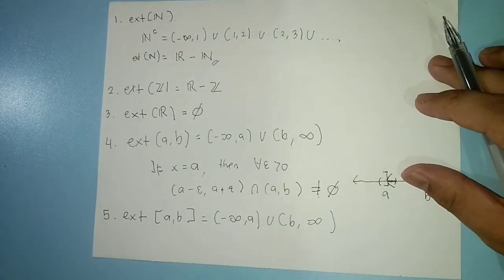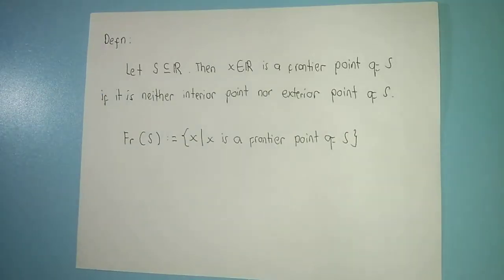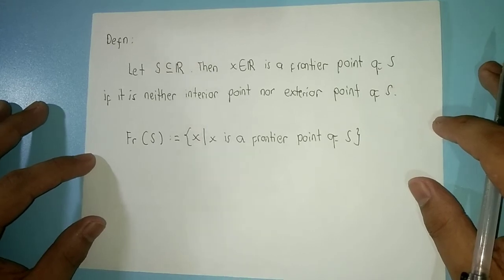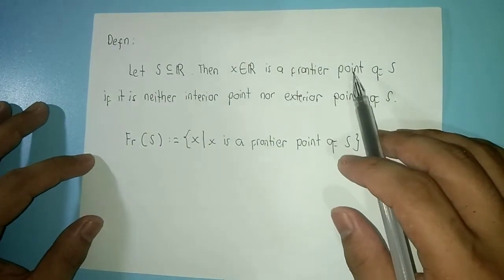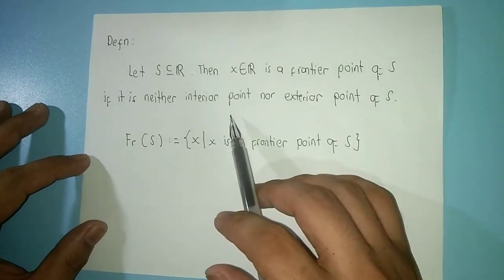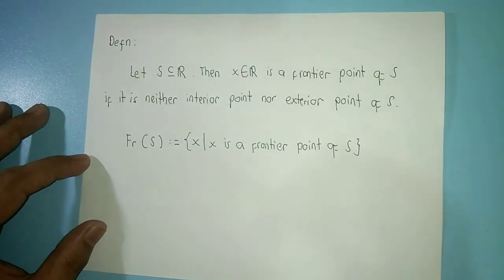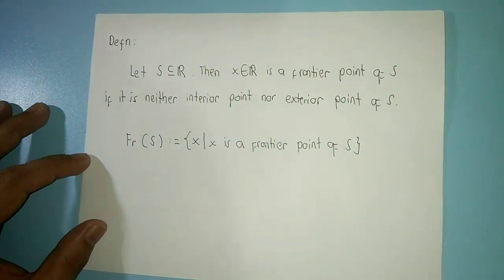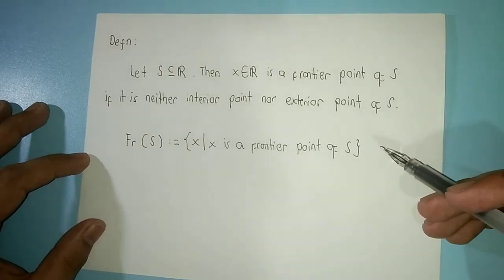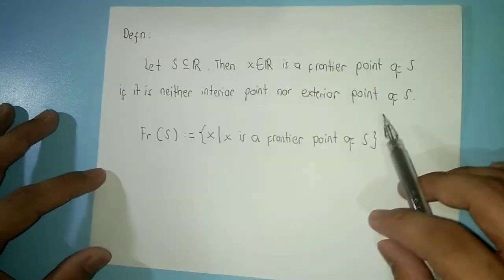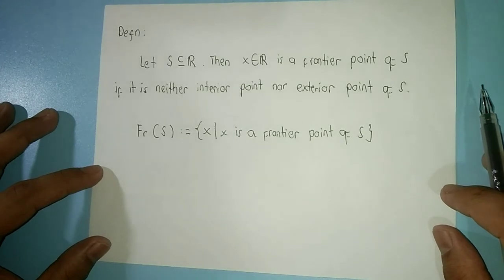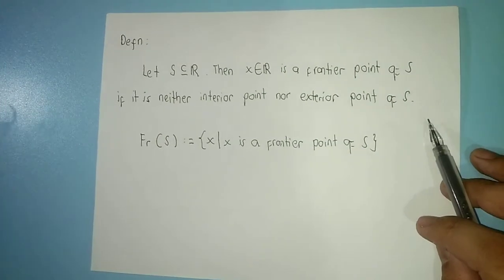So, punta tayo sa isa pa. Okay, so let's have another point. Let S be subset of R, then X element of R is a frontier point of S, if it is neither interior point nor exterior point of S. So, meron tayong tatlong pupuntahan sa isang point. Pwedeng interior siya, pwedeng exterior siya, at pwedeng frontier siya kung wala siya doon sa dalawa. Okay? So, frontier of S is the set containing X such that X is a frontier point of S. Okay? So, punta na kagad tayo sa example.